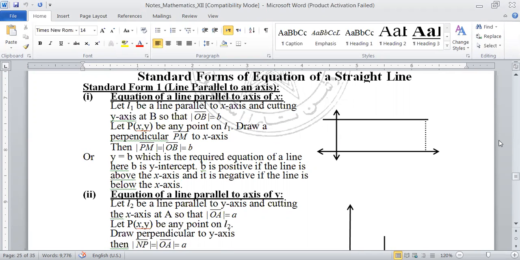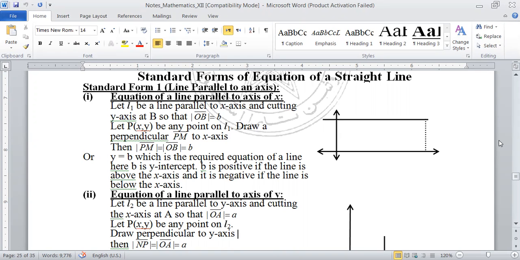Number first, line parallel to an axis. Let L1 be a line parallel to x-axis and cutting y-axis at B so that distance of OB is equal to B. Dear cadets, यहाँ हम सपोज करते हैं कि एक लाइन है L1 जो पैरेलल है x एक्सिस के और y एक्सिस पर B पॉइंट पे कट कर रही है और OB का जो डिस्टेंस है ओरिजिन से लेकर B तक का दैट इज B.